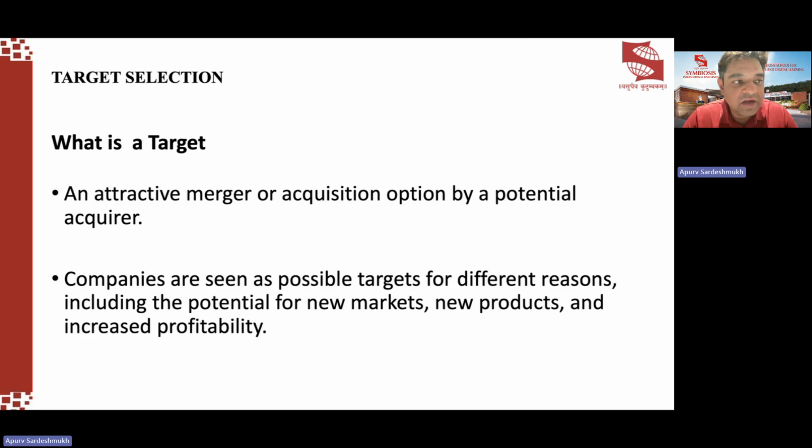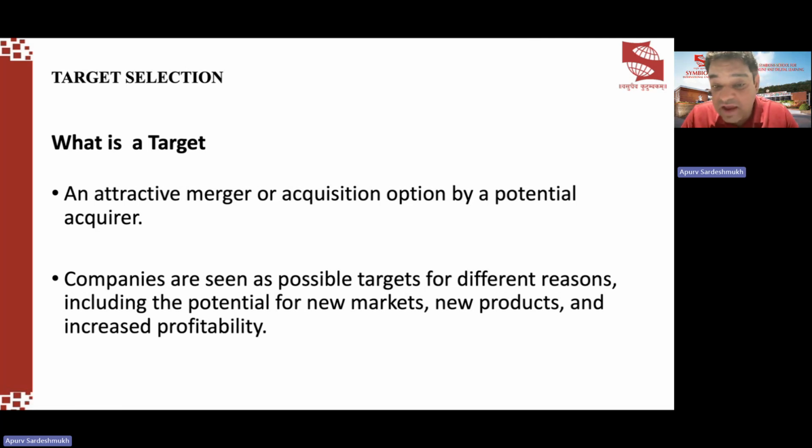The target is the company I want to acquire or merge with. It is an attractive merger or acquisition option to a potential acquirer. If there is a company that wants to acquire another company, it is known as an acquirer. And an attractive option to acquire is known as the target.